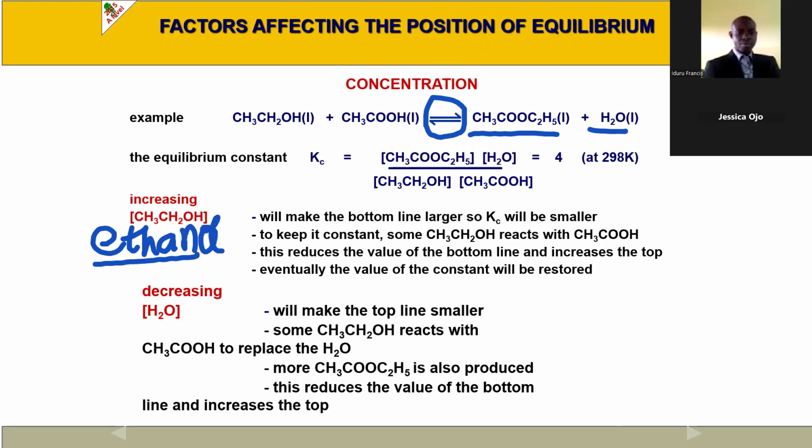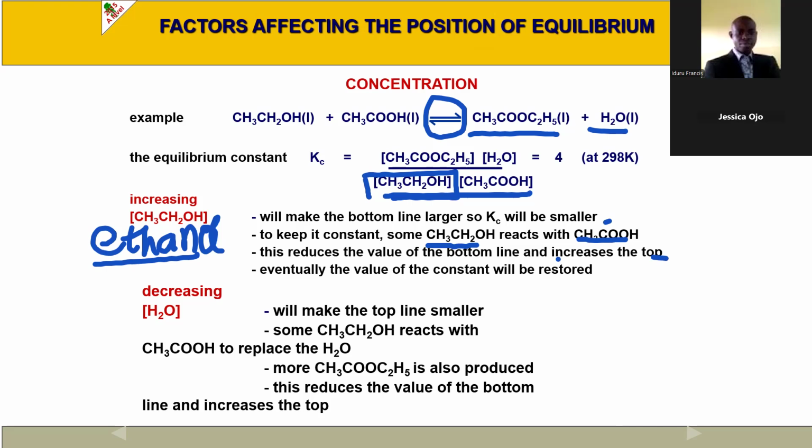Increasing the concentration of ethanol. The first thing, this will make the bottom line larger, because you have increased this one. So the amount of moles of that will be higher, so Kc will be smaller. That is correct. To keep it constant, the two of them will react together. This will reduce the value at the bottom line and increase the one at the top. Eventually, the constant will be restored.